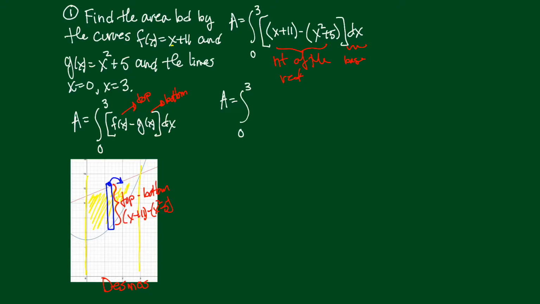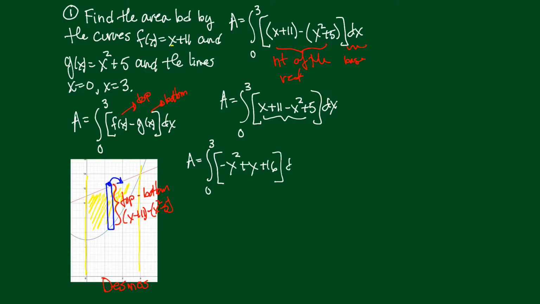This is the integral 0 to 3 of, let's get rid of those parentheses, x plus 11 minus x squared plus 5 dx. We can simplify a bit in here, right? So the area is the integral 0 to 3 of, now I'm going to write it this way, negative x squared plus x, and then the 11 and 5 is going to give us a 16 dx. So the area is negative x cubed over 3 plus x squared over 2 plus 16x from 0 to 3. So to get this area, let's put in the upper limit.